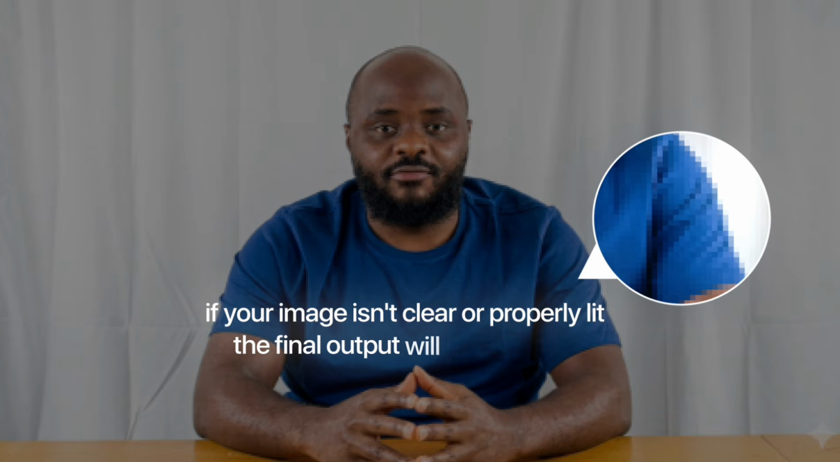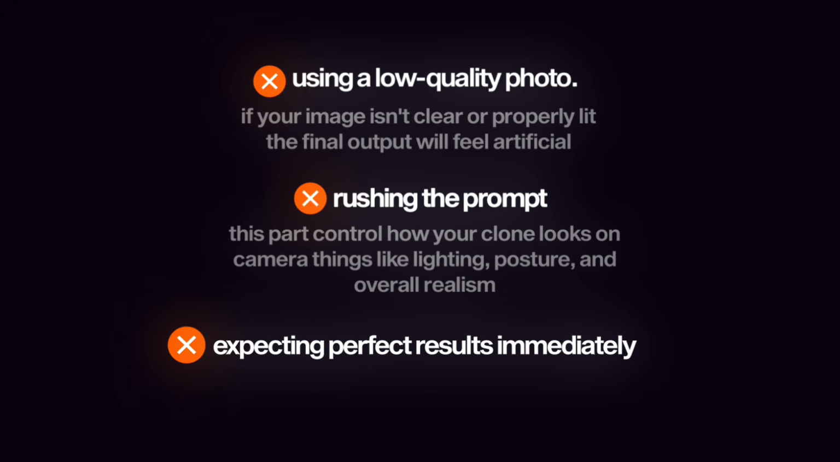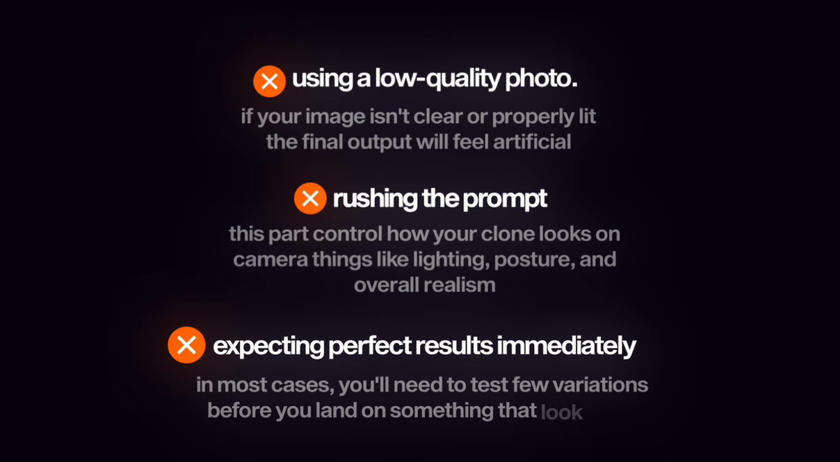Before you start using this regularly, there are a few mistakes that can affect your results. The first one is using a low quality photo. If your image isn't clear or properly lit, the final output will feel artificial. The second mistake is rushing the prompt. This part controls how your clone looks on camera, things like lighting, posture, and overall realism. So if it's too basic, the result won't be convincing. And the third is expecting perfect results immediately. In most cases, you'll need to test a few variations before you land on something that looks right.